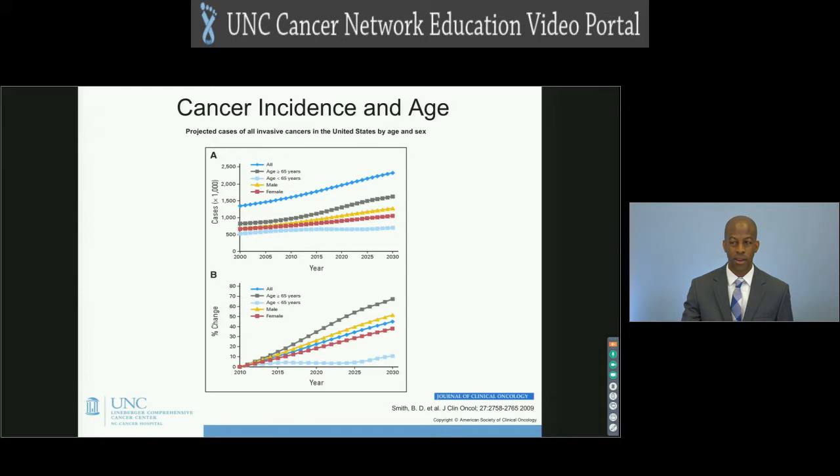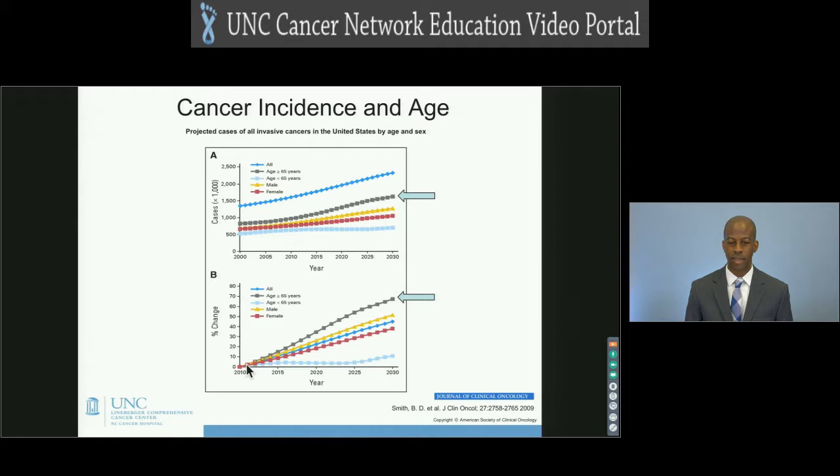And why is that? So here again is a different way of portraying this data. Here are the cancer incidence rates by age projected from 2000 to 2030, and you can see over that interval the incidence rates of cancer rise dramatically. But if you drill down a little bit deeper into this data, you will see that the majority of the increase in the incidence rates of cancer is going to be in the older adult population, those 65 and older, whereas for those under 65, the growth remains pretty much flat.